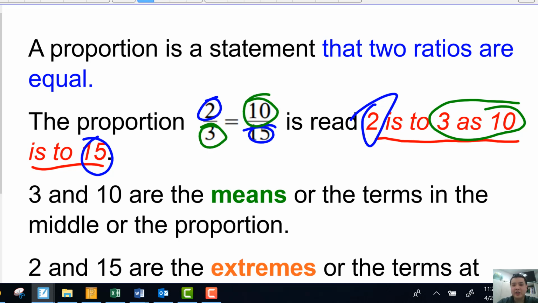This is saying that these two ratios, the first one right here and the second one, are the same. And we can test that by showing that 2 times 5 is 10, and 3 times 5 is 15. Essentially saying they are equivalent.